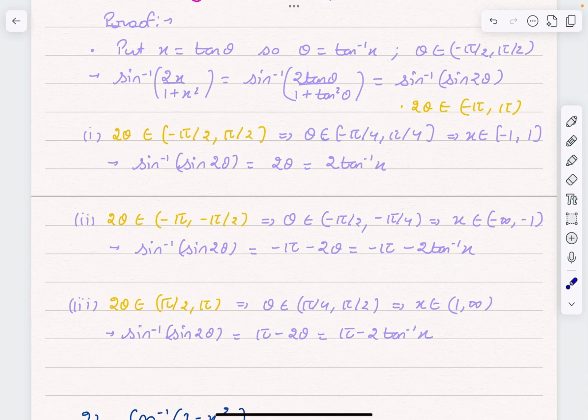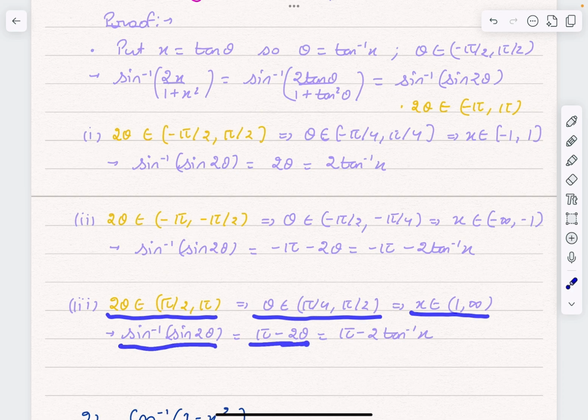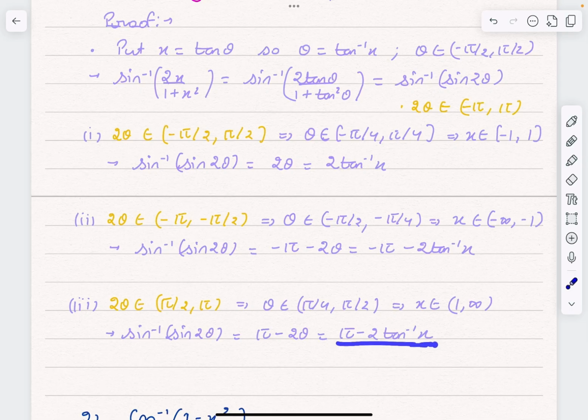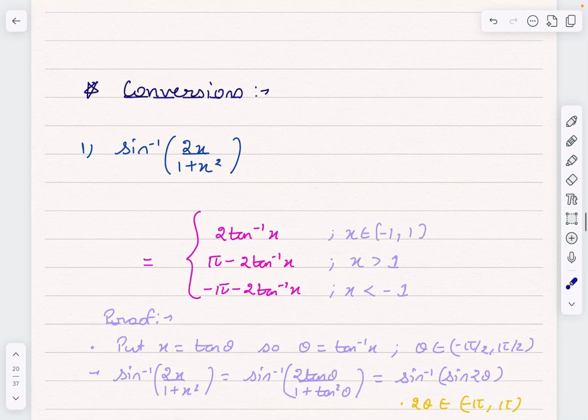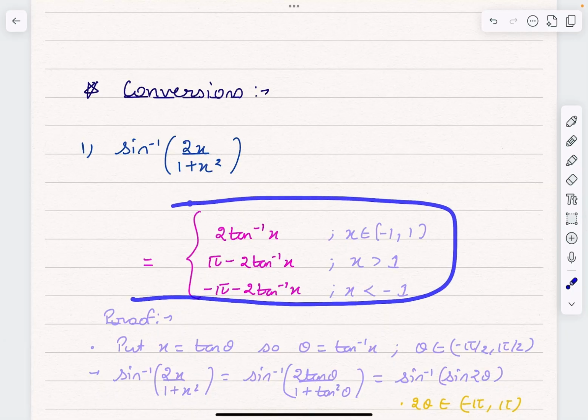And the third one, when 2 theta belongs to pi by 2 to pi, theta will belong to pi by 4 to pi by 2, x will belong to 1 to infinity, and sine inverse of sine 2 theta will become pi minus 2 theta. Here we use the interval pi by 2 to 3 pi by 2. So when x belongs to pi by 2 to 3 pi by 2, sine inverse of sine x was pi minus x. So we get pi minus 2 tan inverse of x. So this is the proof here, just for your understanding. At the end of the day, if you remember the result also directly, it will work.